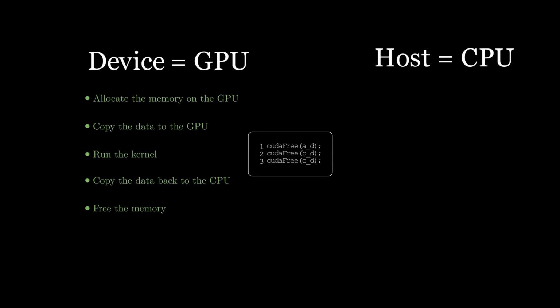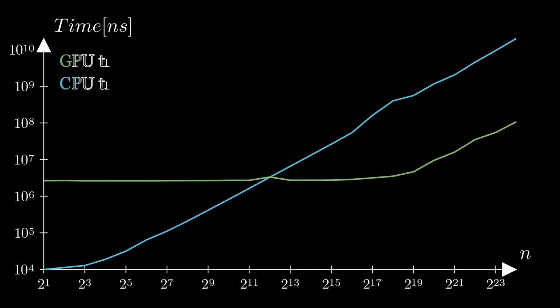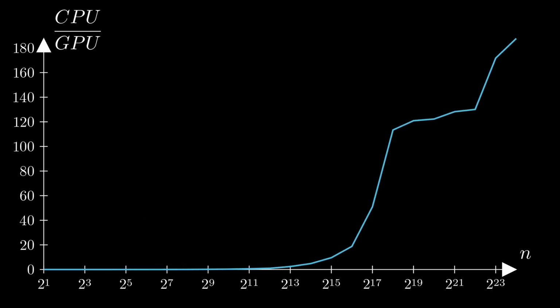Now, let's check what the actual time differences are when running our vector addition code on a GPU as opposed to the CPU. Here is a graph of the results for different input sizes. It's worth noting that the scale is logarithmic, so the ratios are much higher than they seem at first glance. If we were to graph the ratios, it turns out that our GPU code runs up to 180 times faster for big input sizes.